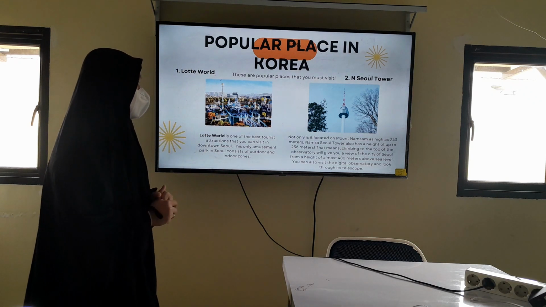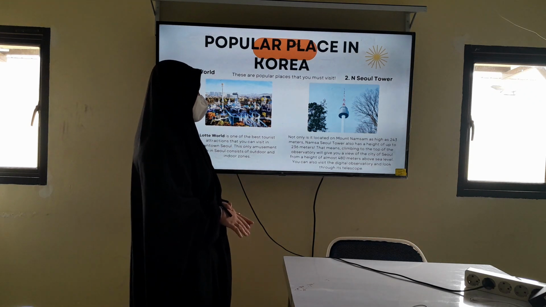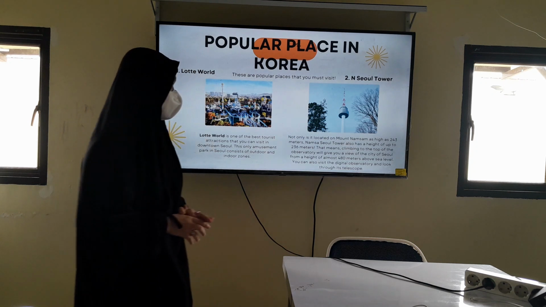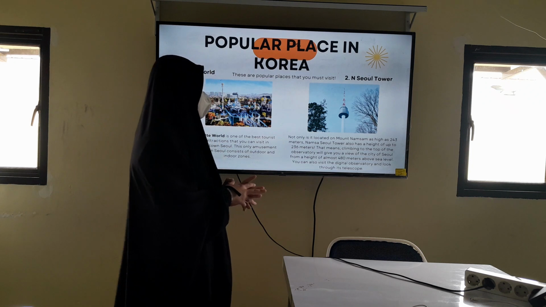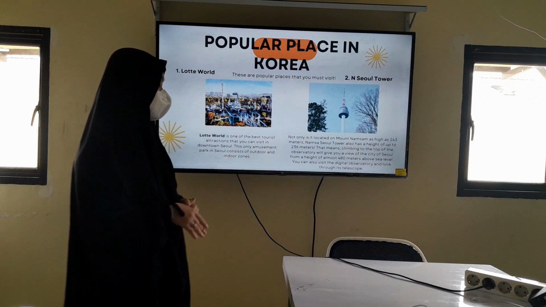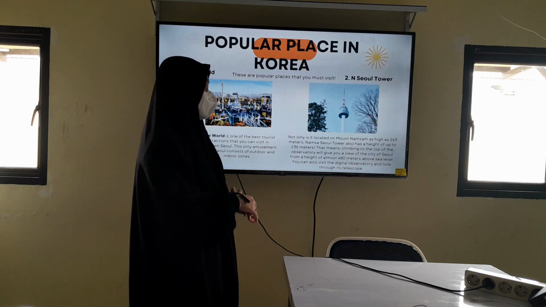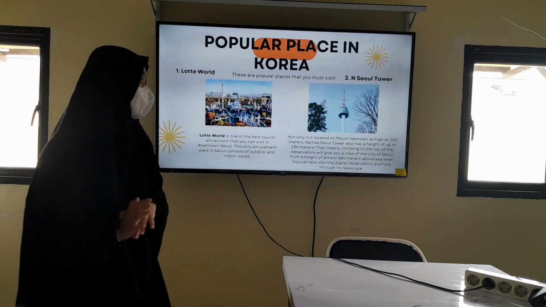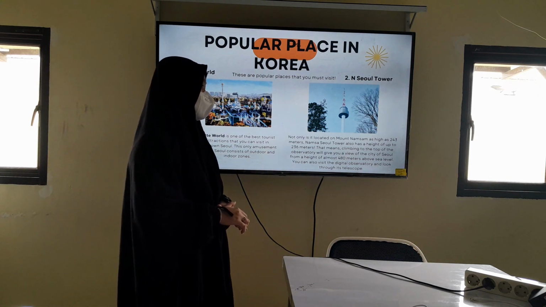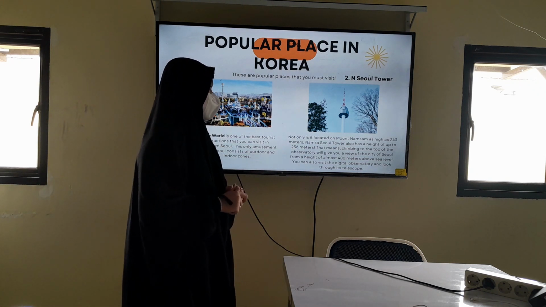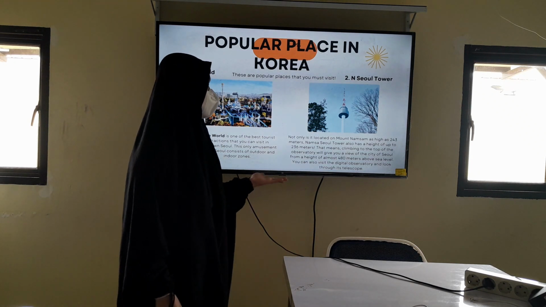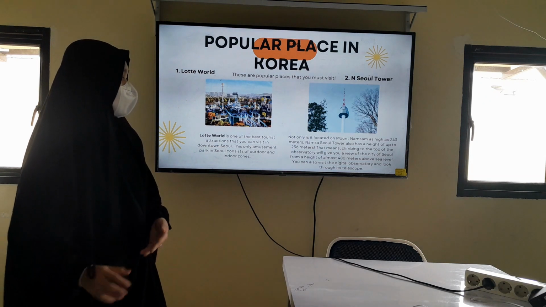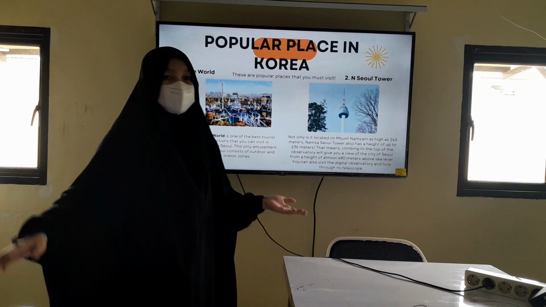Of up to 236 meters. That means climbing to the top of the observatory will give you a view of the city of Seoul from a height of almost 80 meters above sea level. You can also visit the digital observatory and look through its telescope.